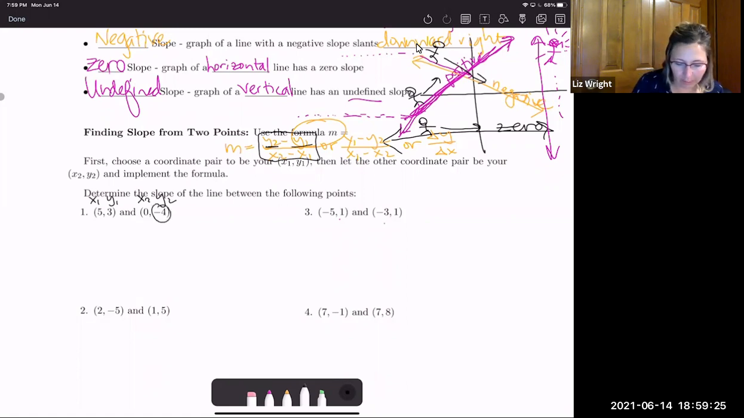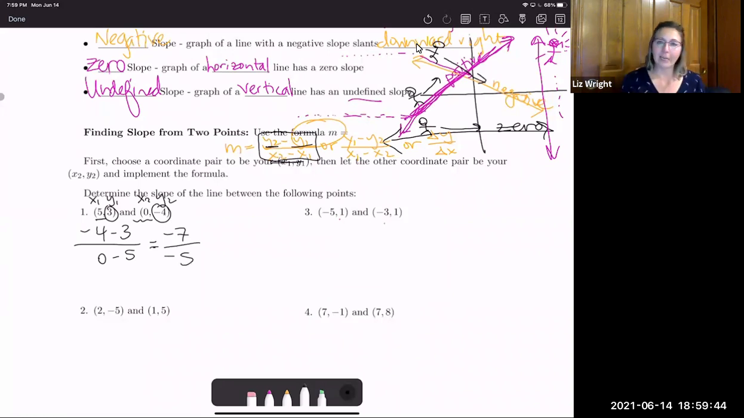So I'm going to take y2, negative 4, minus y1, which is 3. Then I'm going to do my x2 minus x1. So here's my x2, which is 0, minus x1, which is 5. And I'm going to get negative 7 up top, all over a negative 5 in the denominator. Negative over a negative is going to give me a positive, and it should be positive 7/5. And that is your slope.